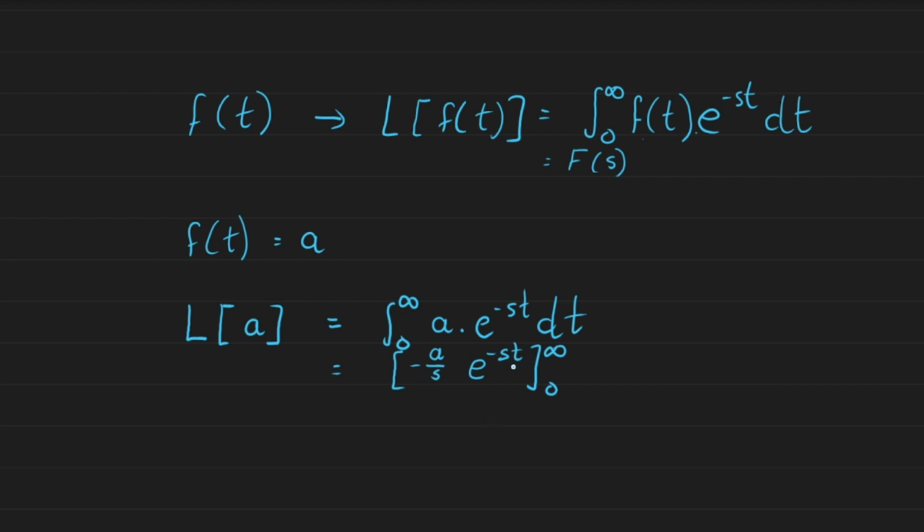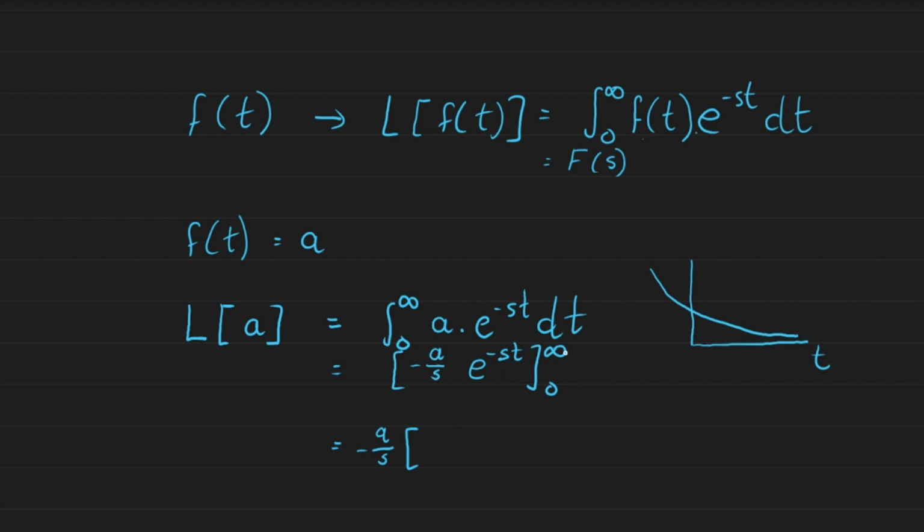Now if we substitute infinity for t, we have e to the power minus infinity, and if we draw the graph of e to the minus st, it looks something like that. There's t on the x-axis here. We can see that as t goes to infinity, this function will simply approach 0. So e to the minus infinity on the top is simply going to give us 0. So if we bring out this minus a over s outside, we're left with a over s.